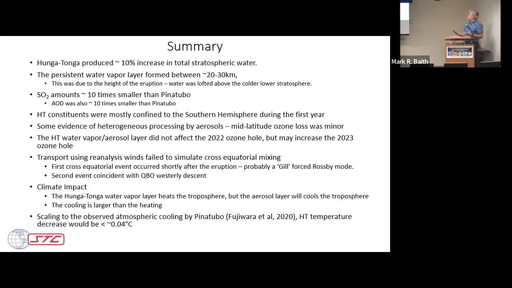SO2 is about 10 times smaller than Pinatubo, so AOD was also about 10 times smaller than Pinatubo. The constituents are mostly confined to the southern hemisphere during the first year. They spread out a little more at high latitudes into the northern hemisphere in the second year.